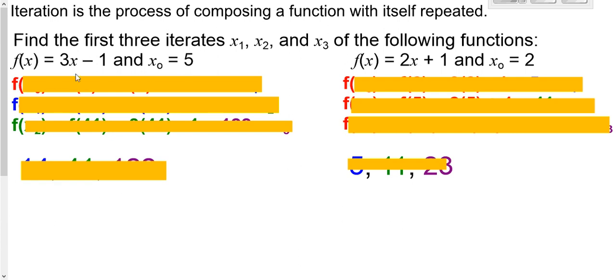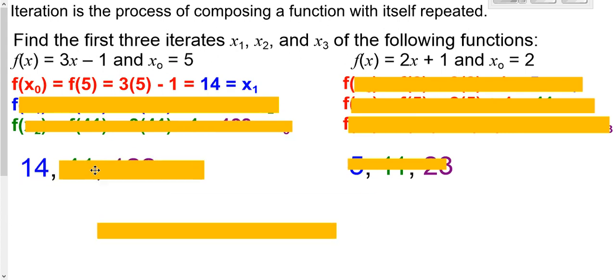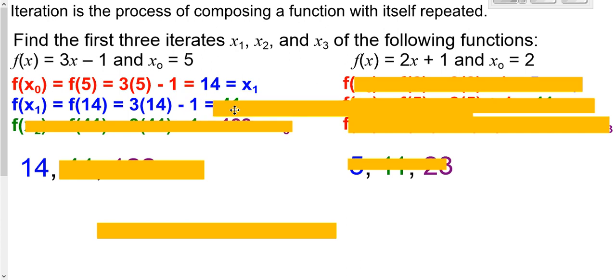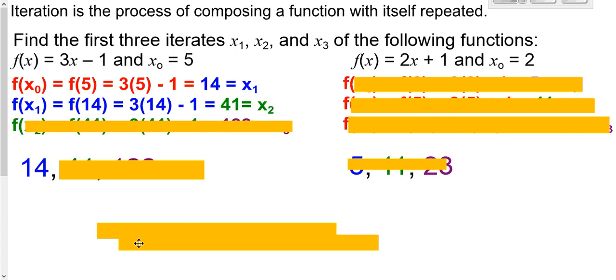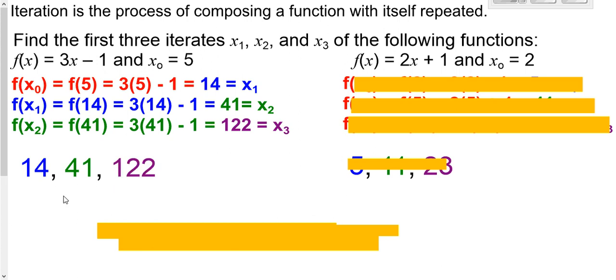And we got to take 5 and plug it in. Well, 3 times 5 minus 1, and we get 14. So 14's our next term. Now we got to take our 14 and plug it into our rule. 3 times 14 minus 1, and that gives us 41. That's our second term. Now we got to take that 41 and plug it back into our rule. So 3 times 41 minus 1, and that gives us 122. That's our third term. So these are the first 3 iterates of this function.